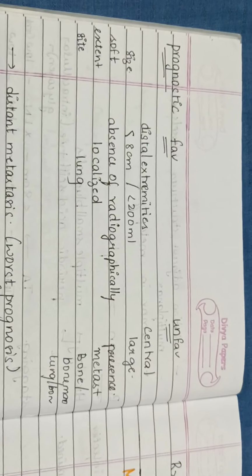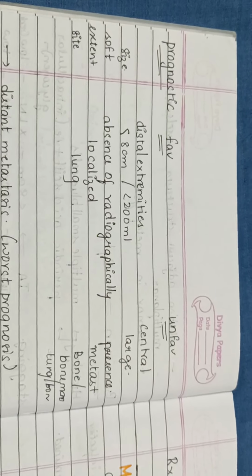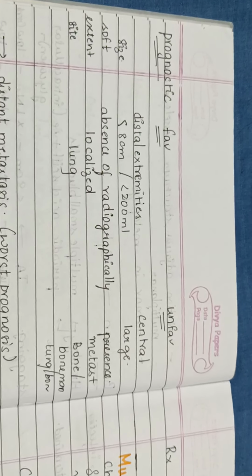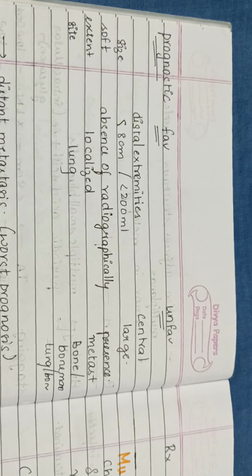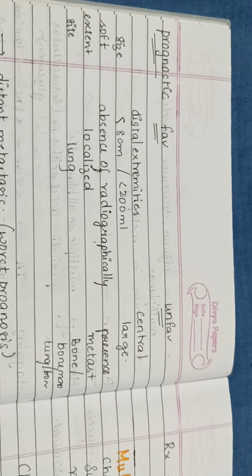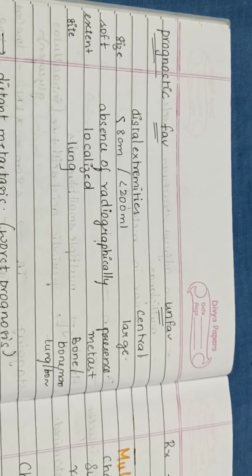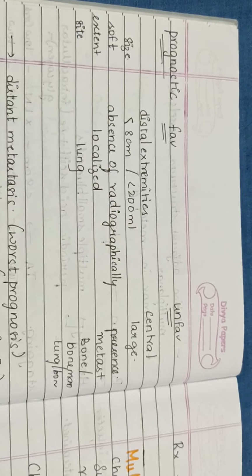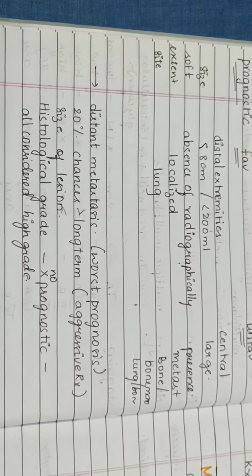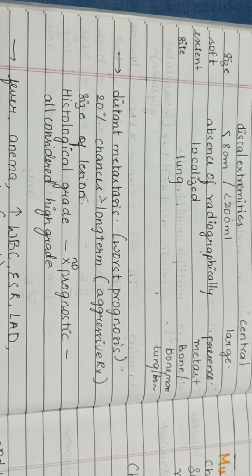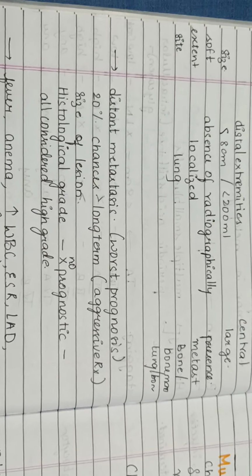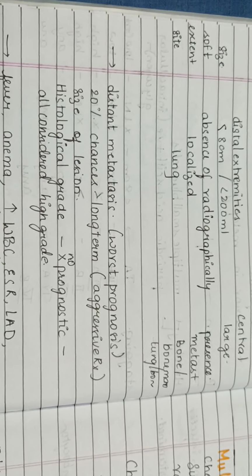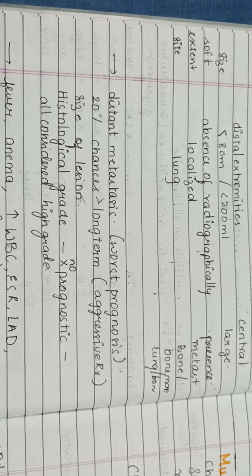Coming to the unfavorable: central involvement, large size, presence of soft tissue extension on radiography, metastasis, and involvement of the lung and bone marrow. Distant metastasis is the first prognostic factor, with a 20% chance. Aggression and size of the lesion also matter.